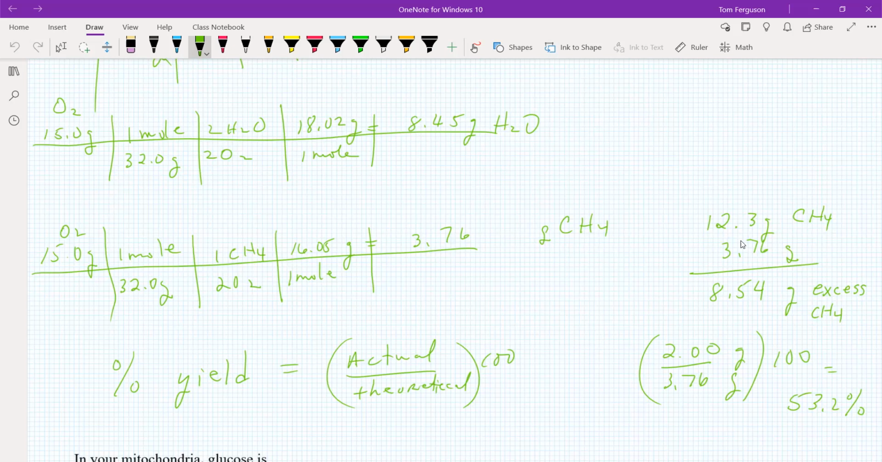Actual is what we did in the lab. I said, okay, we did this. We ended up weighing how much water we made, 2 grams. However, if we'd have been super duper conscientious and did all the right stuff, we should have gotten 3.76 grams. We only got 2. So theoretically, we couldn't get any more than 3.76. That's the maximum limit.